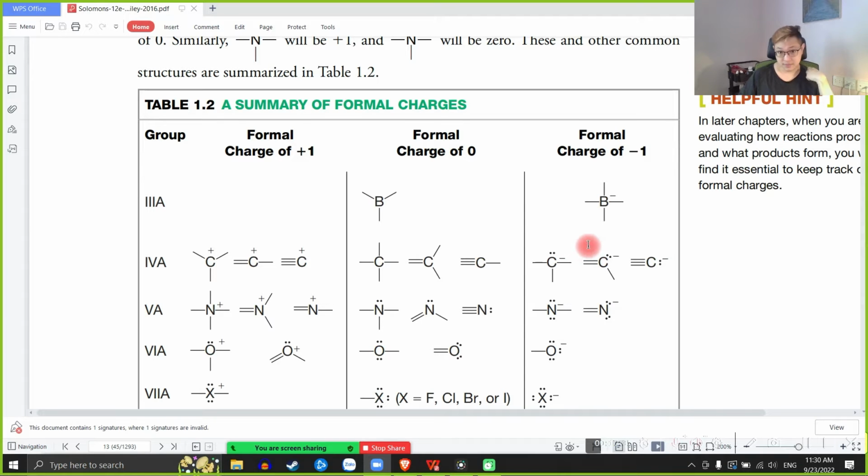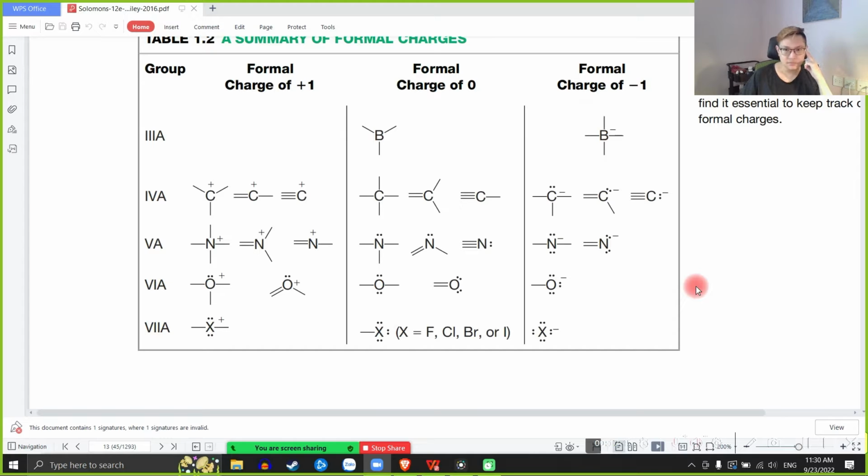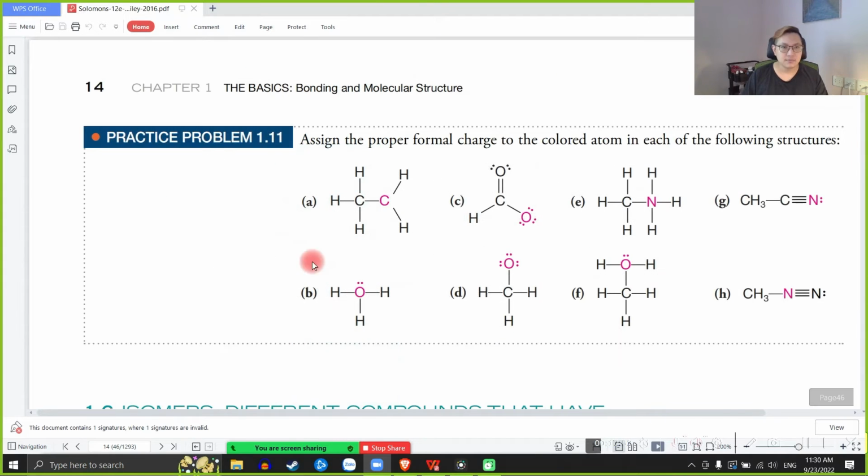But to be honest with you, you don't need to remember these things. Basically, just do exercises and you will determine its formal charge. This is just a summary. How can you remember all these things? Just do exercises. You will know it. All right, let's go to practice problem 1.11. Assign the proper formal charge to colored atoms in each of the following structures.